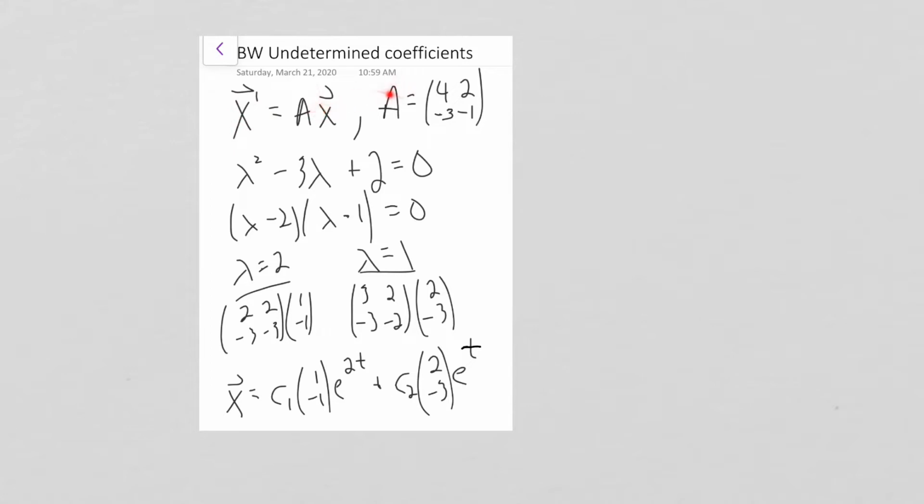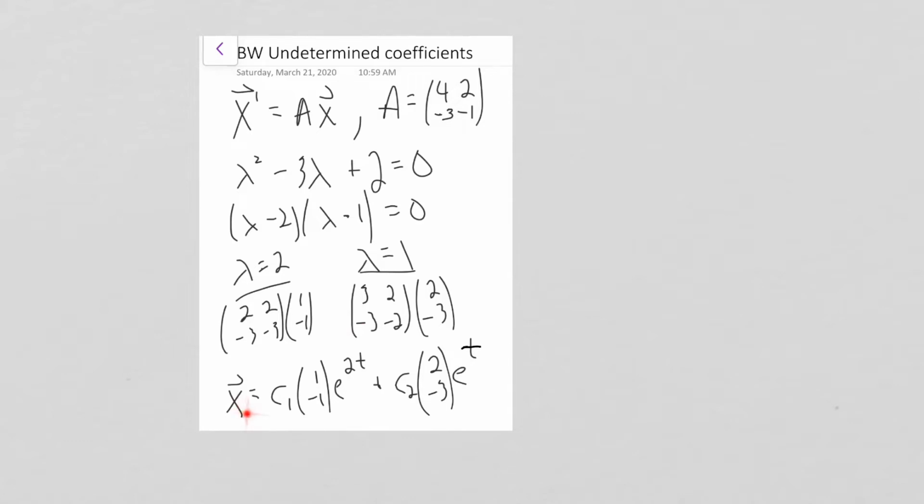X prime equals Ax with this. I find the characteristic equation. I do the trace, which is +3, and negate it, and then do the determinant. I get 2. That gives me this, which gives me lambda equal 2 and lambda equal 1. With lambda equal 2, I take [1, -1], because that zeros this row and this row. Lambda equal 1, I take [2, -3]. That makes this a 6 and this a -6, and the other way around down here, and they both zero out.